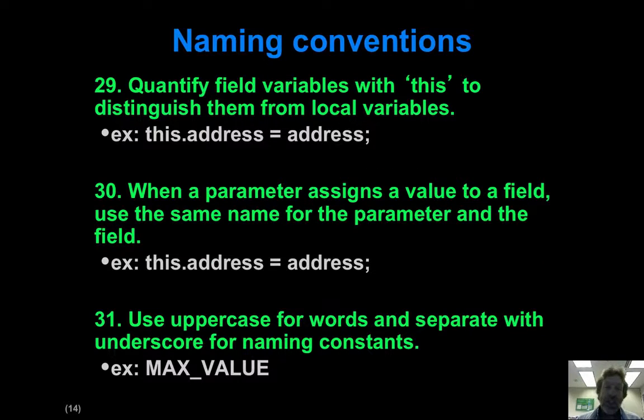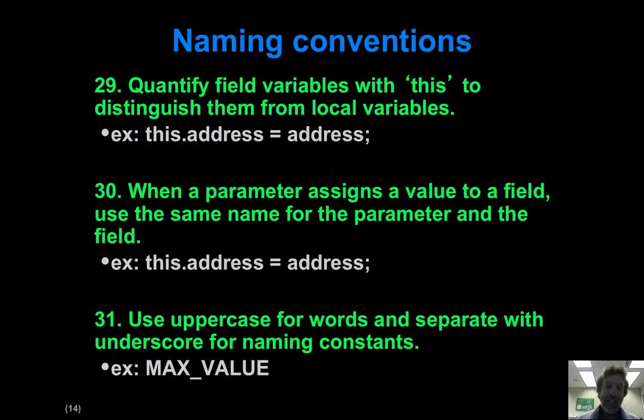Okay, when you're referring to field variables as opposed to parameters to a method, you want to prefix them with this so that you can tell that it's a field variable or instance variable versus a parameter or a local variable. And as a result of that, when you are assigning the value of a parameter to an instance variable, you should just use the same name, okay?